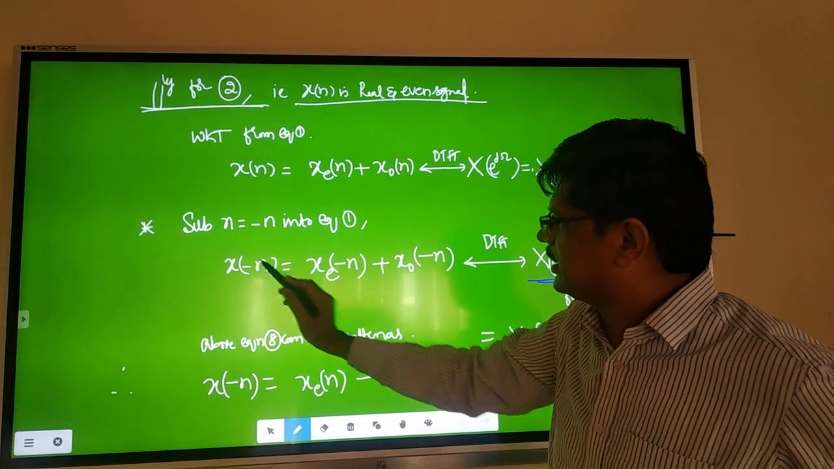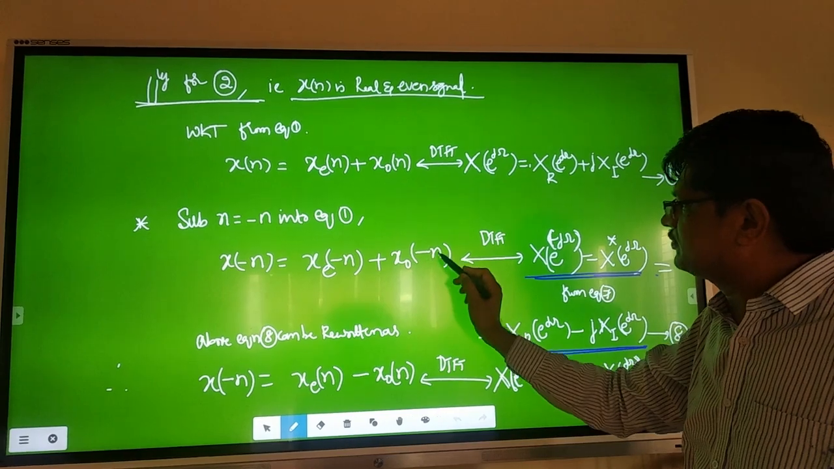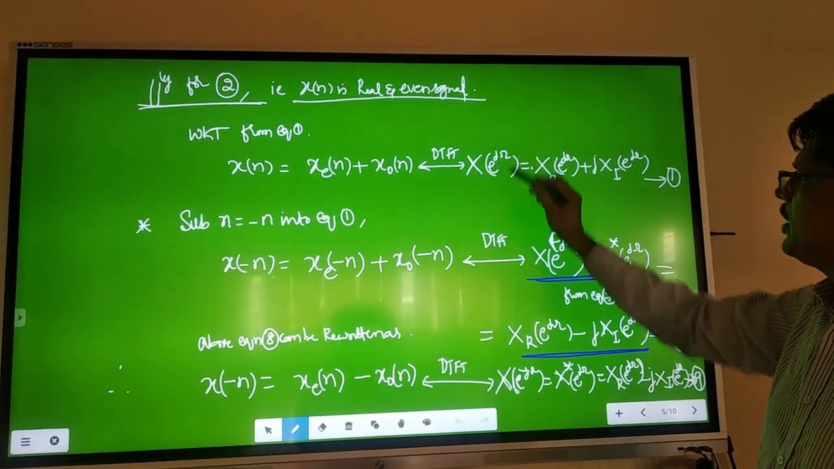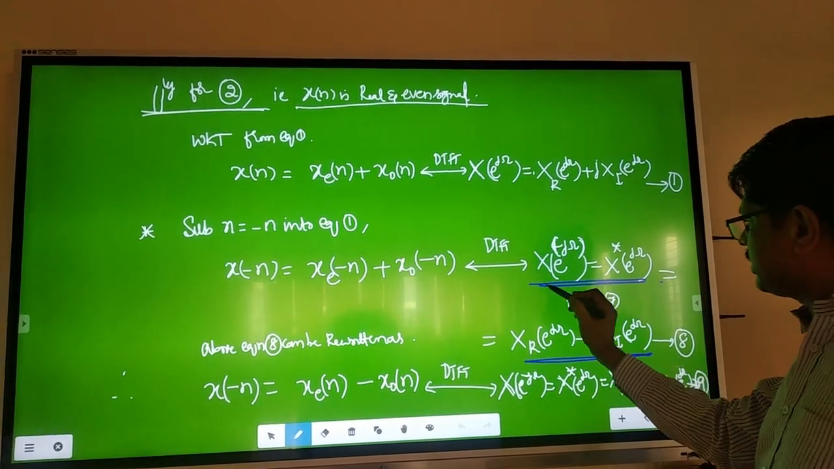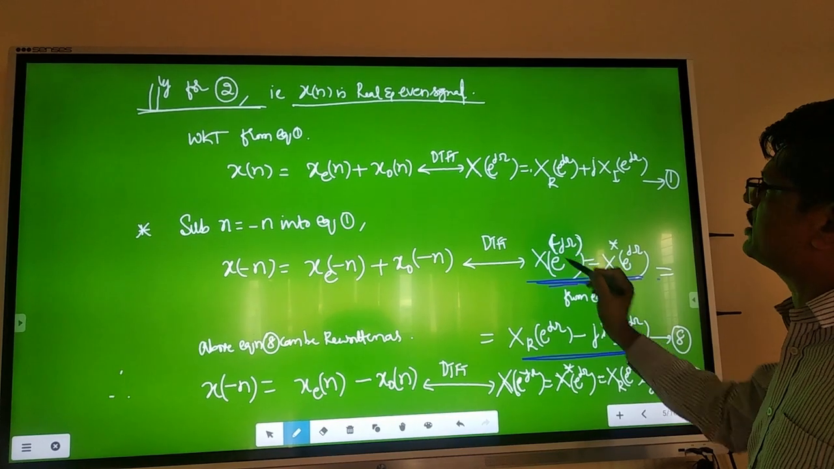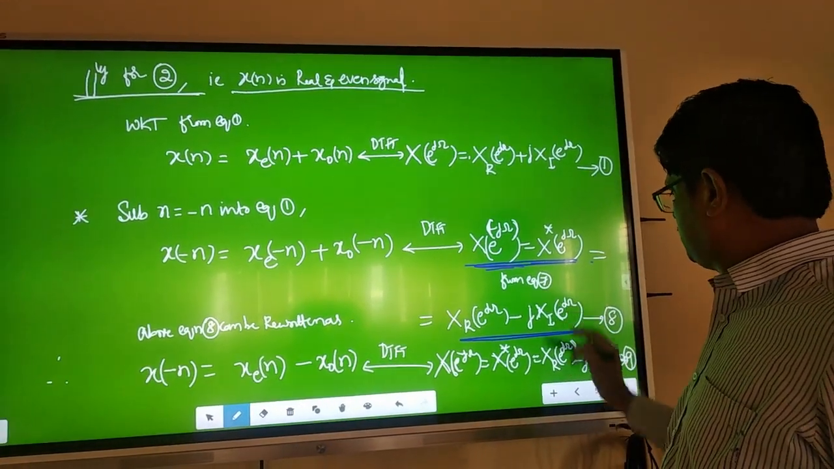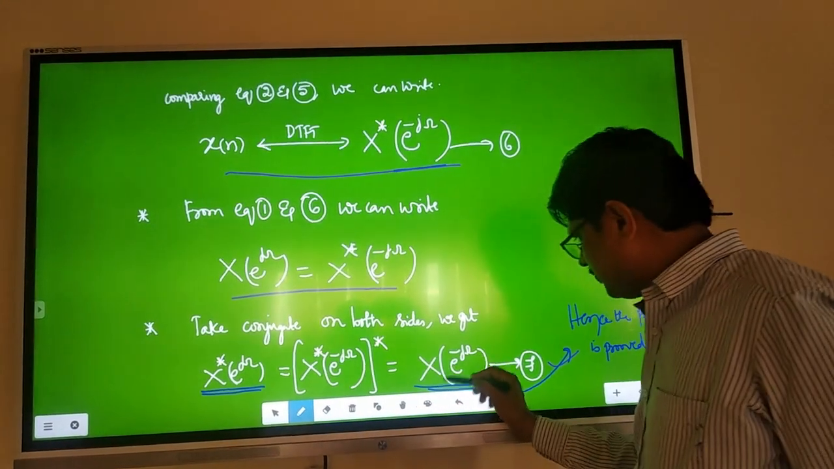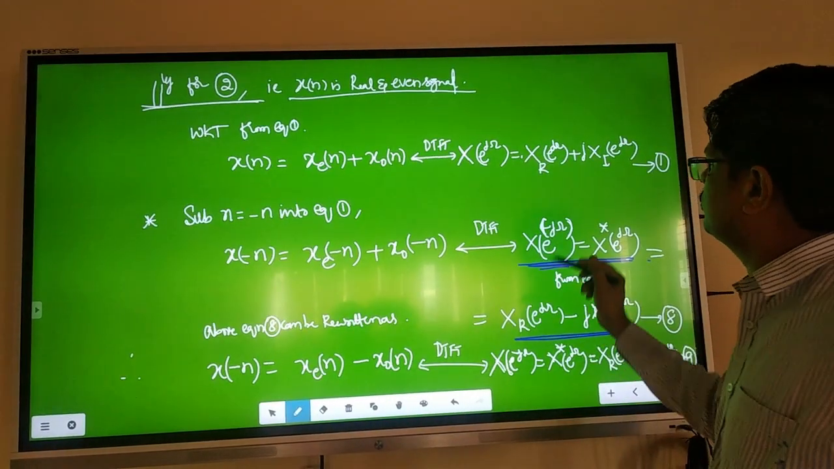Mirror image we will get. X of minus n is equal to x even part of minus 1 plus x odd part of minus 1, DTFT. X of e power minus j omega, instead of plus j omega, minus j omega, which is nothing but x of e power minus j omega, just now proved, is equal to x star of e power j omega from equation 7. Now see this. X star of e power j omega is x of e power minus j omega. This I am having, substitute this.